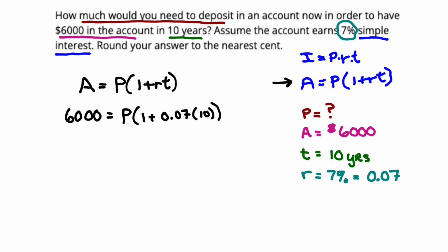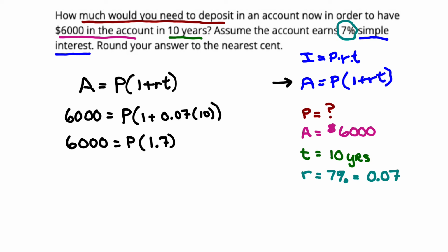So to solve this problem, we're going to take 6,000 equals P times (1 plus 0.07 times 10). Let's simplify what is inside that parentheses. 0.07 times 10 is just going to give us 0.7, and 1 plus that is just going to give us 1.7. What we have now is a very simple linear equation. 6,000 equals P times 1.7.